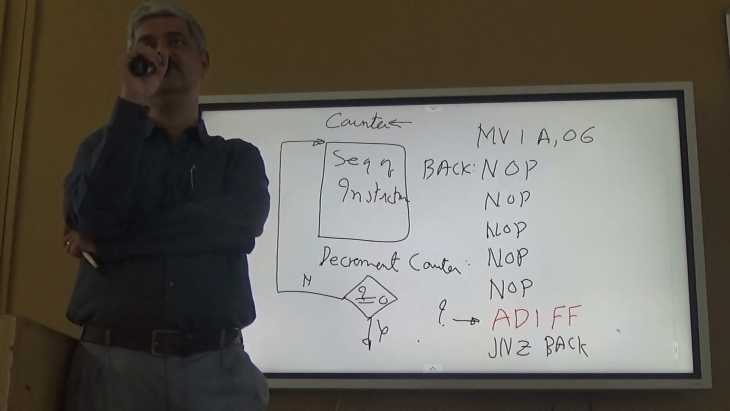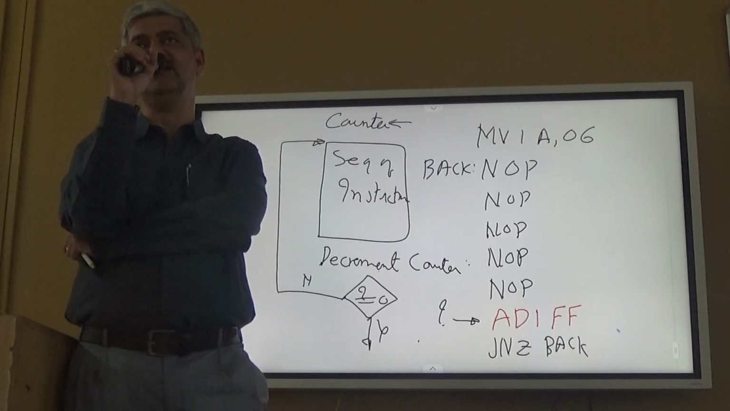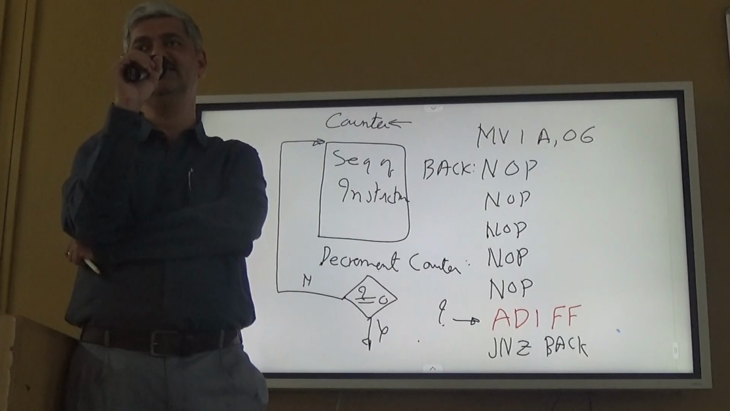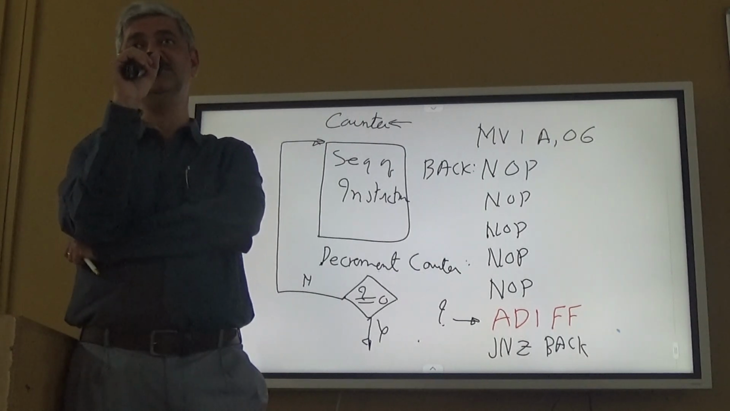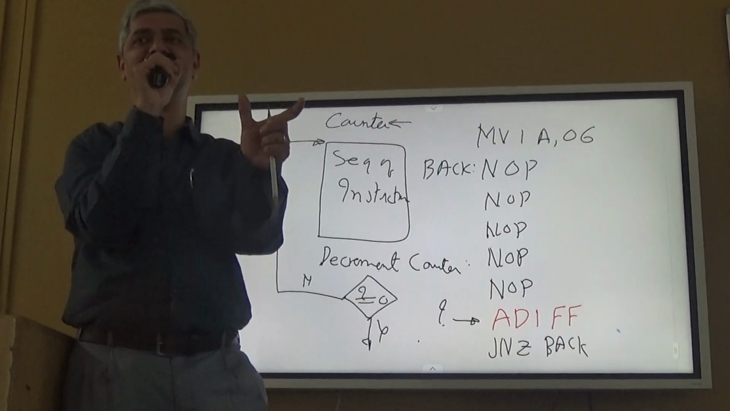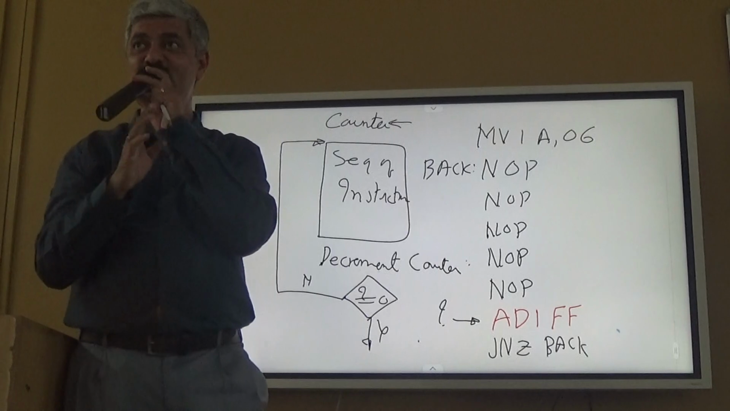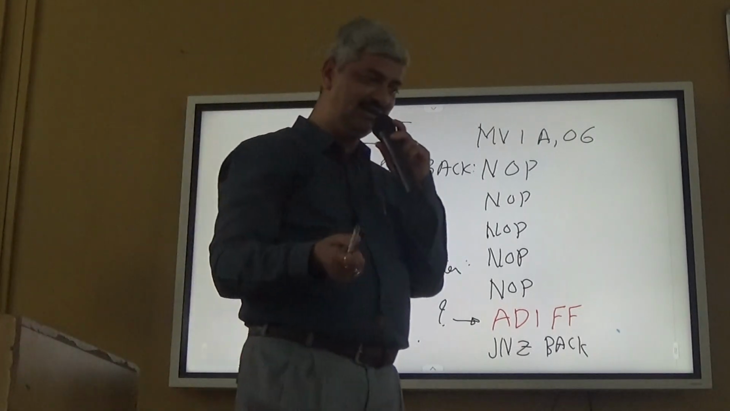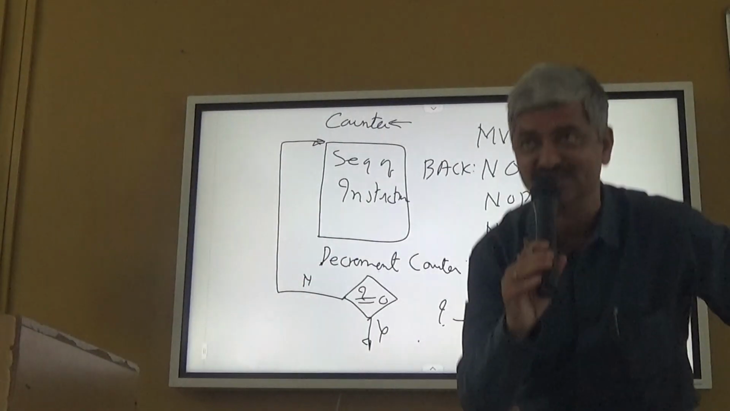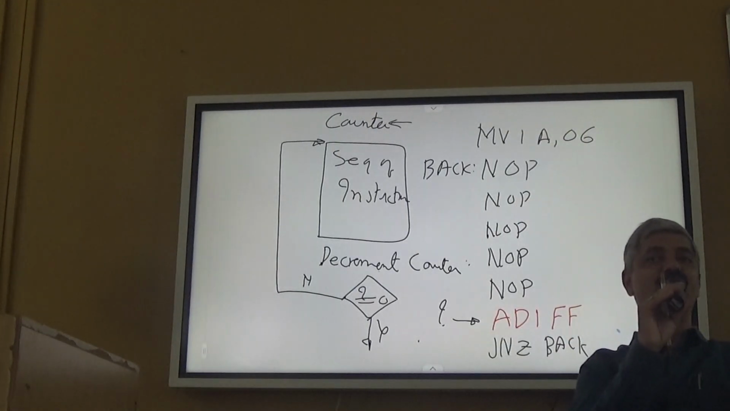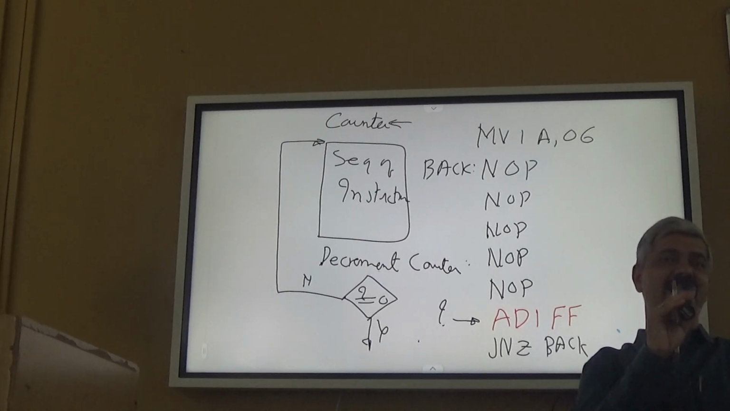So when the accumulator has become 01 and then if I do ADI FF, what will happen? The accumulator will become 0 and carry will become 1. But since the accumulator has become 0, the zero flag will be set. Is it clear? So effectively, ADI FF is equivalent to which instruction? Decrement A. And increment by what? It is simple, ADI 01.